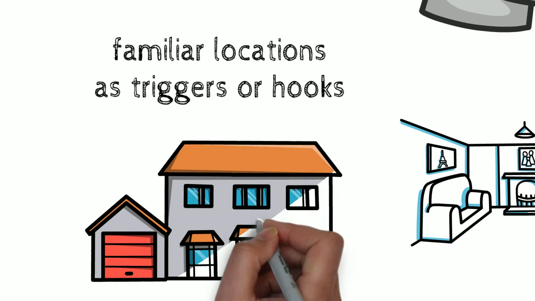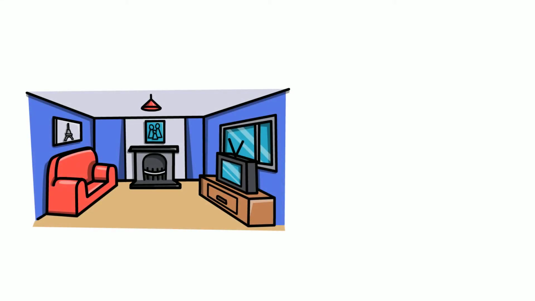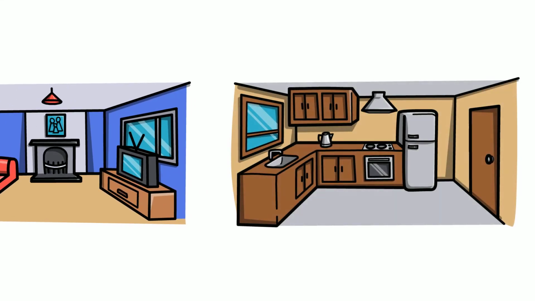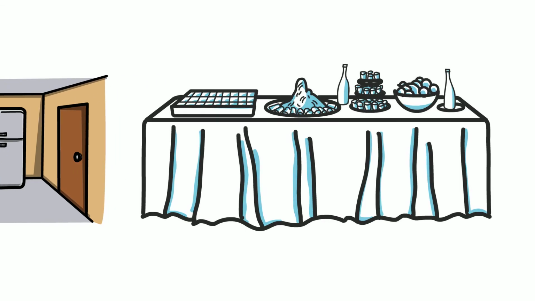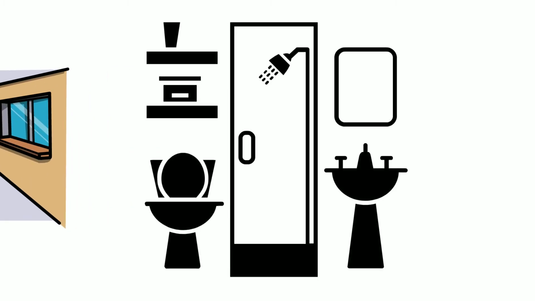Take a typical house, for example. Inside this house, we'll pick 5 rooms as our memory triggers. These rooms are 1. The living room, 2. The kitchen, 3. The dining room, 4. The bedroom, and 5. The bathroom. You probably have these rooms in your house or apartment.